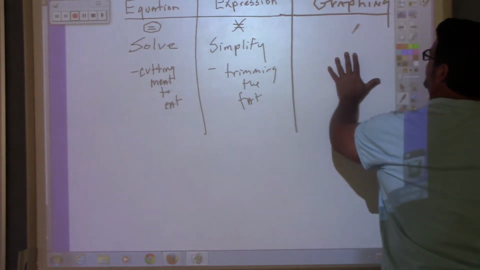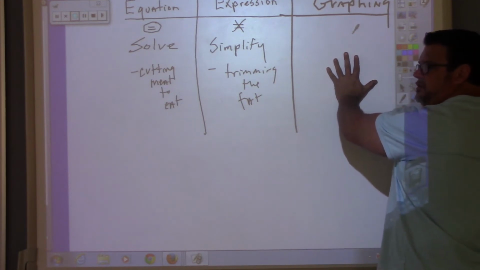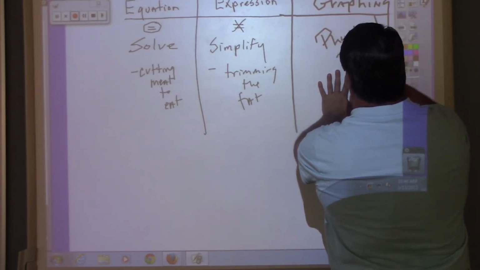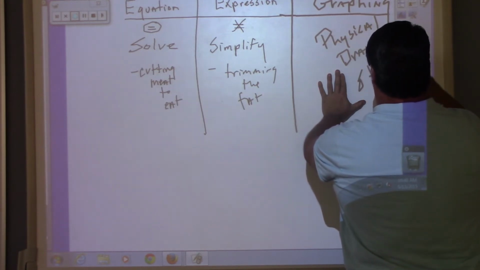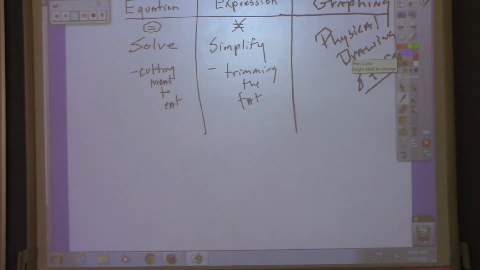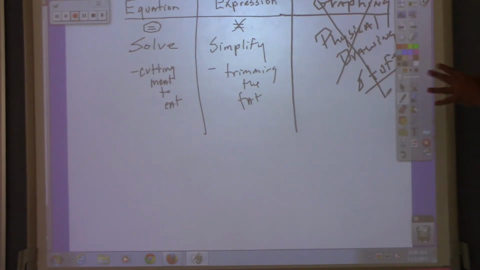In other words, this is more of a physical drawing stuff. I'll get into that later with you. I don't have to review this because I'm going to review it when I get into graphing later. So we don't need to worry about this right now. So in algebra you've got three categories: equation, expression, and graphing. We're not going to worry about graphing while we're talking about chapter 5 and 6.